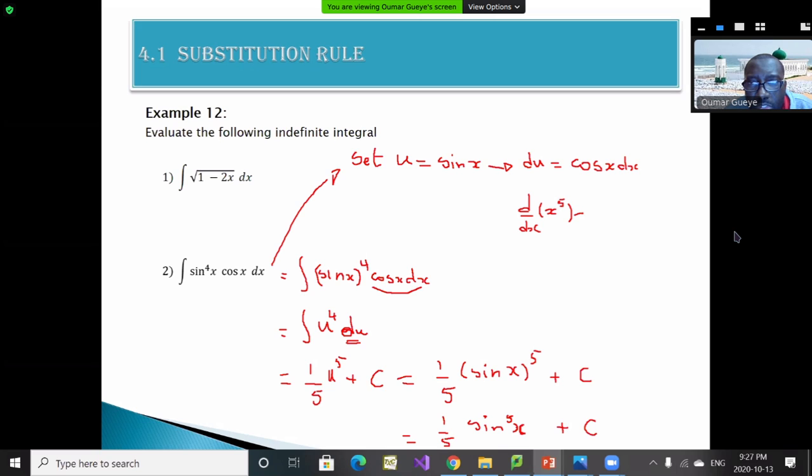Can you give me this? What is it? 5x to the power 4. And where is the dx? I didn't see where the dx is here. Where is the dx, and this d at the top?